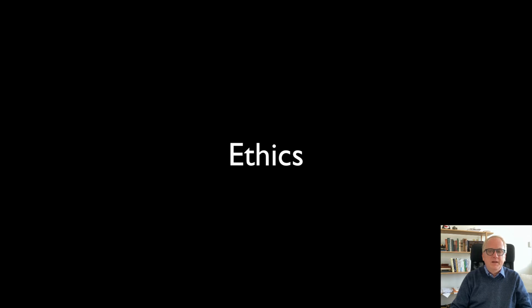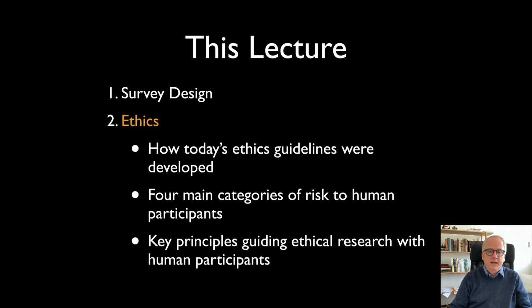Ethics is something that really transcends all of the issues that we've been talking about, whether we're doing an experiment, quasi-experiment, survey, or case studies. Ethics here has to do with our research ethics, and I'm going to be talking about how our ethics guidelines for research were developed, a little bit about the history of that. I'm going to talk about 4 main categories of risk to human participants in particular, and then we'll also talk more about some of the key principles guiding ethical research with human participants.